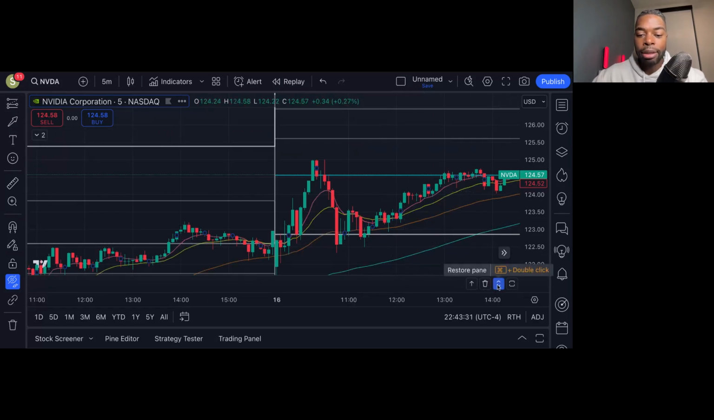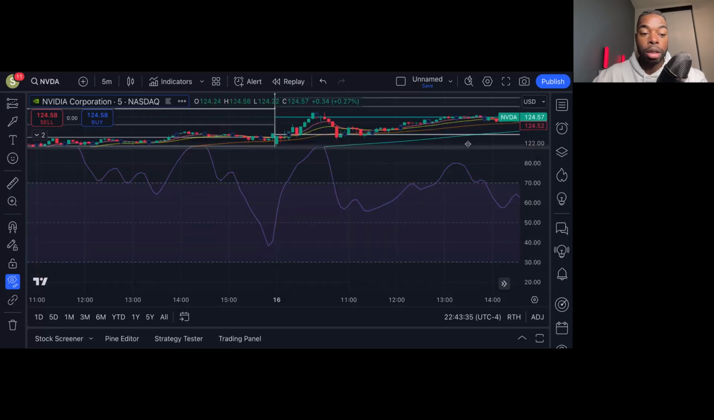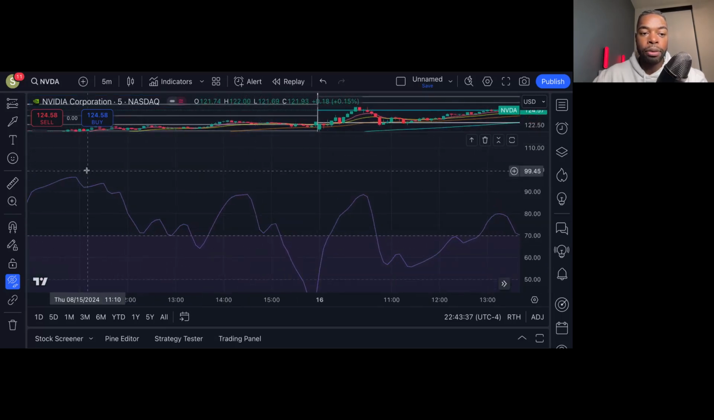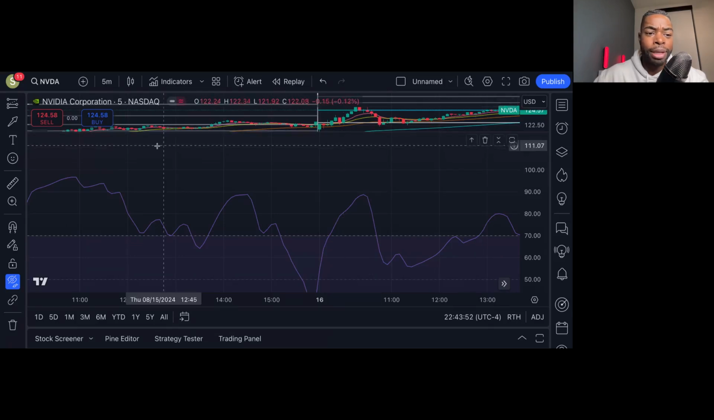Now, the last indicator that I use is one I just added, but it's the volume RSI. And which one is it? So it's the volume RSI on TradingView, and it's the one by the Peaceful Lizard. The Peaceful Lizard. Okay, so it has 203, I guess, downloads. I don't know, but yeah, it's the volume RSI.